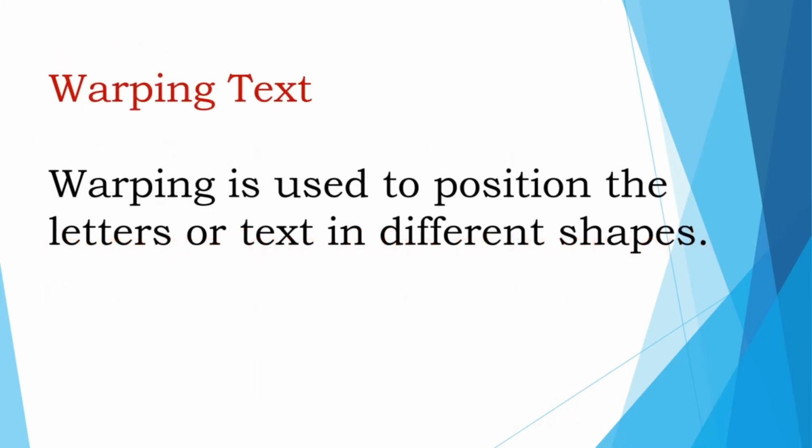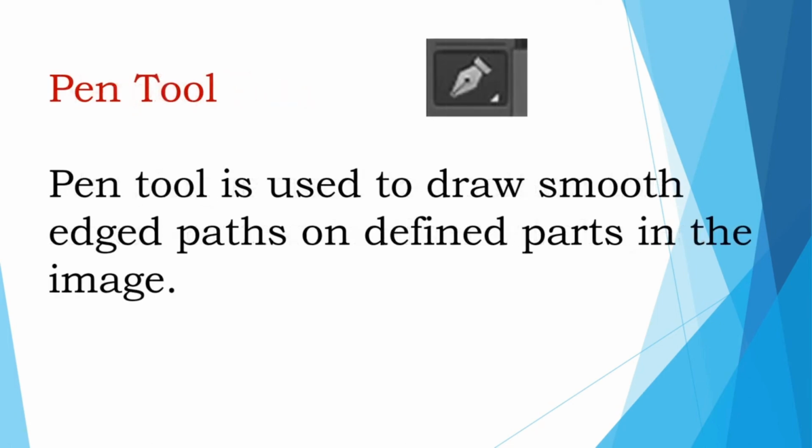Warping text. Warping is used to position the letters or text in different shapes. Pen tool. Pen tool is used to draw smooth-edged paths on defined parts in the image.